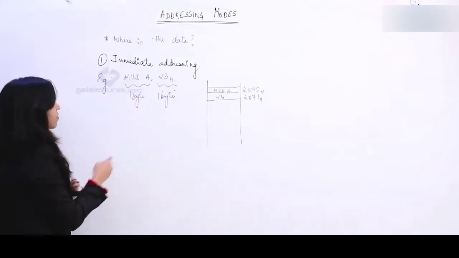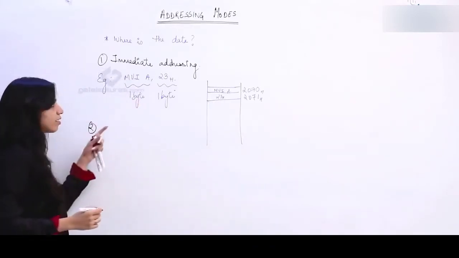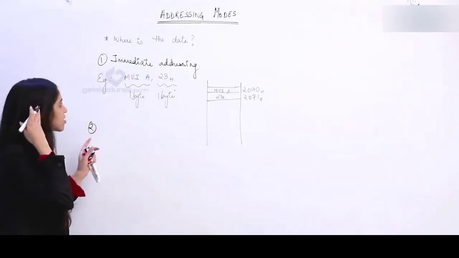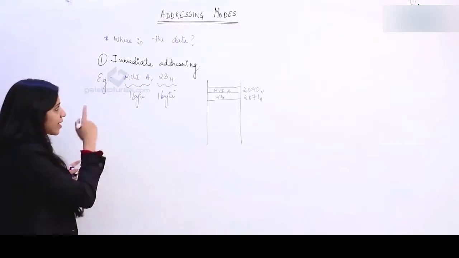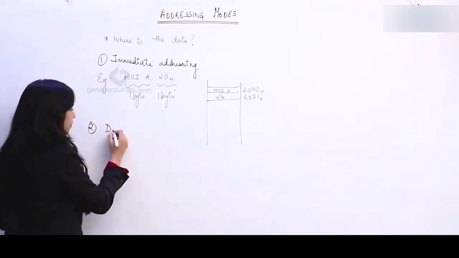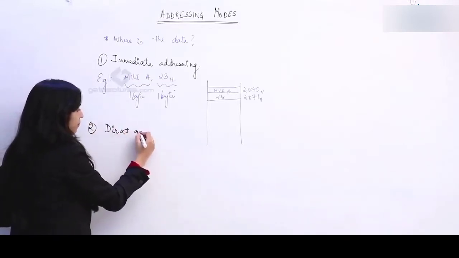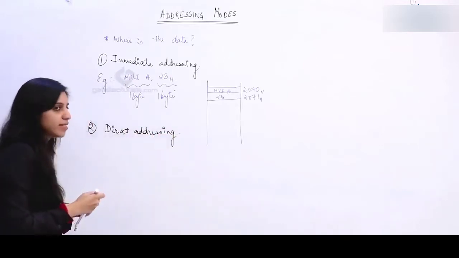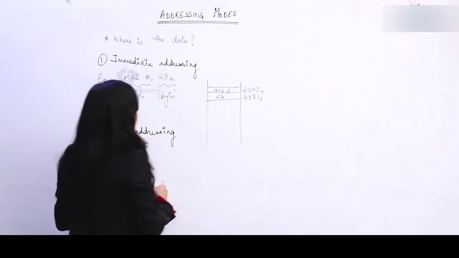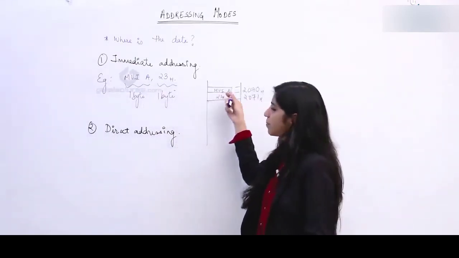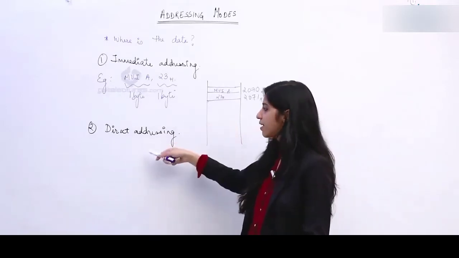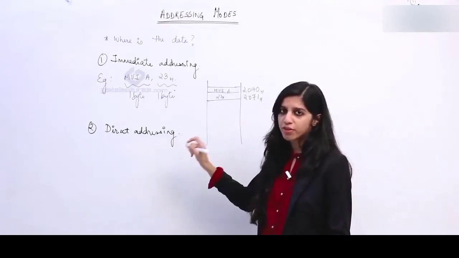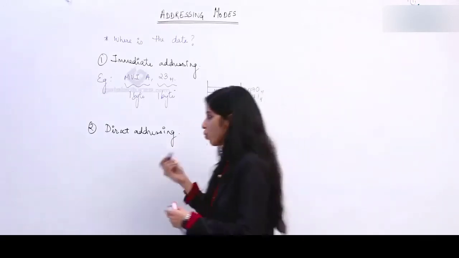Now, there are a number of instructions in each addressing mode. We are going to look at them separately. Right now we're just discussing the different types of addressing mode. The next addressing mode is direct addressing. In immediate addressing, the data was located in the immediate next memory location. What happens in direct addressing is, you give the memory location, the address of the data, directly in the instruction.